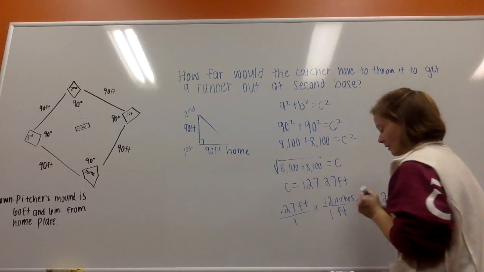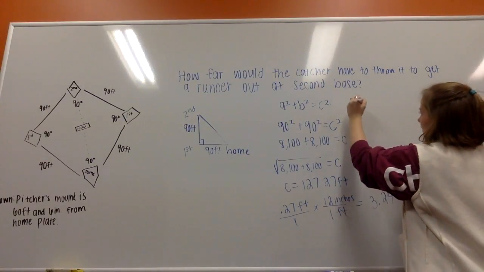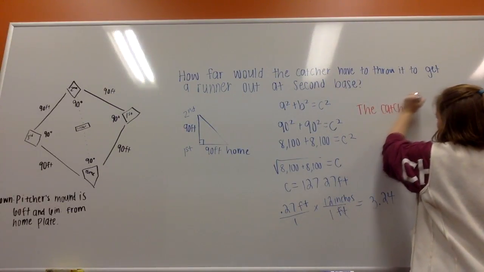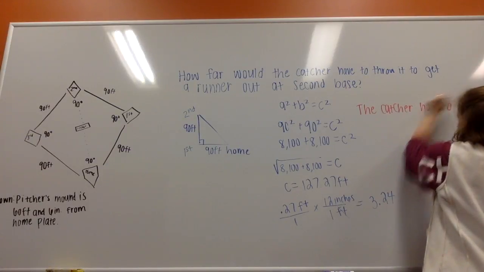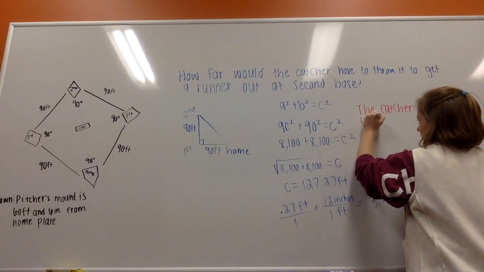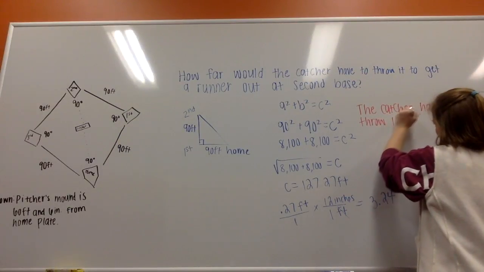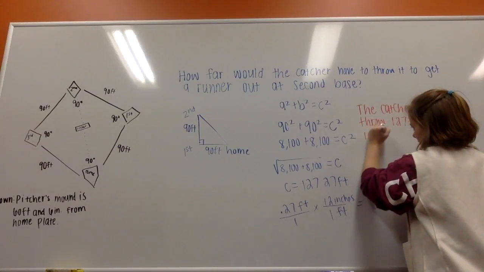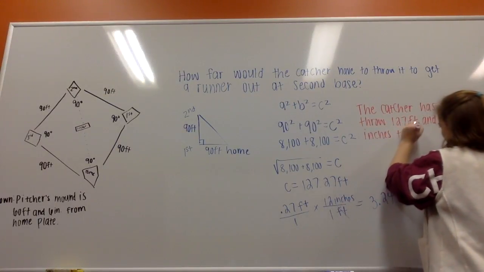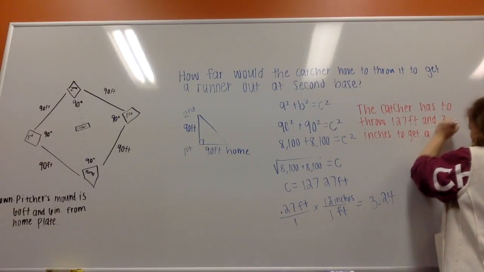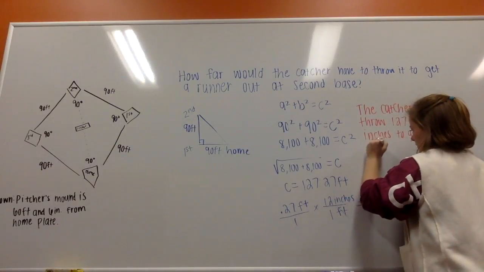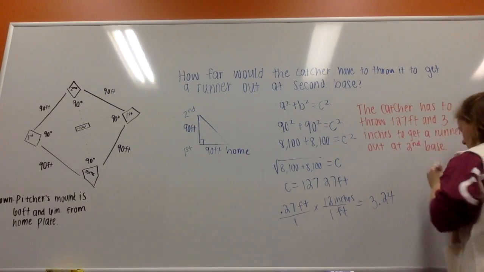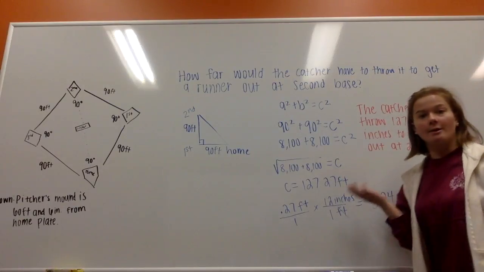So we can say that the catcher has to throw 127 feet and 3 inches to get a runner out at second base. And there you have it.